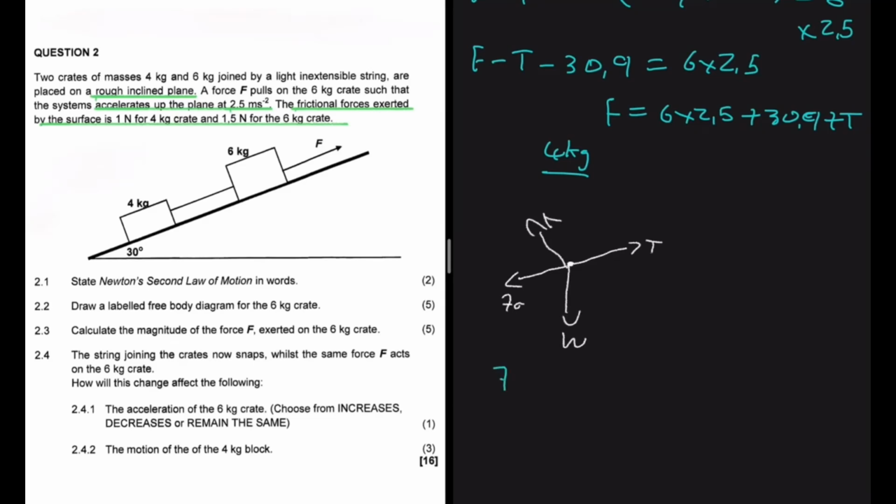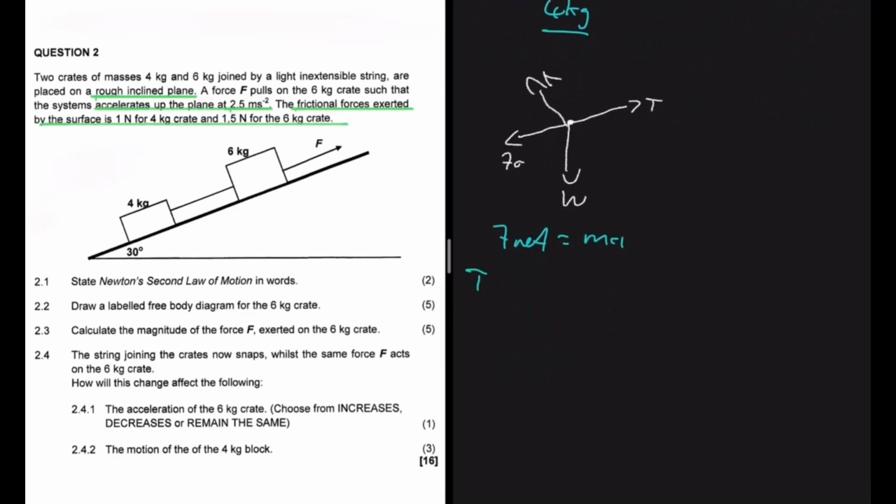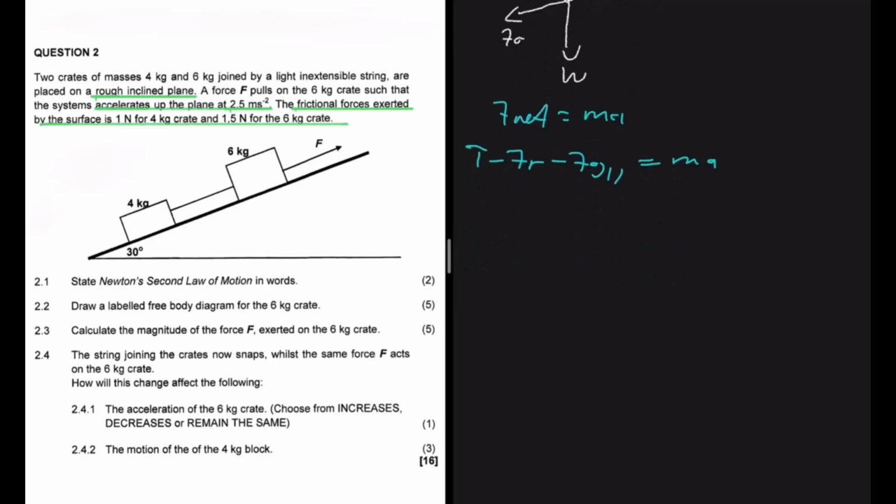So again, if we say F net is equal to ma, we're going to say that the tension, which is the force pulling the 4 kg block up the incline, minus the frictional force, which is opposing the motion, and FG parallel, is equal to ma. So from here, we can say that the tension is equal to ma plus the frictional force plus FG parallel, right? So the tension is going to be equal to, we know the mass, that is 4, and then acceleration 2.5 plus frictional force, which is 1 Newton, and then plus FG parallel.